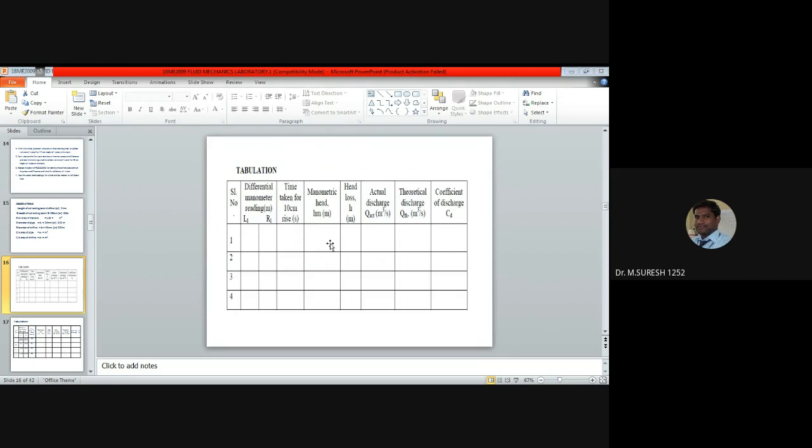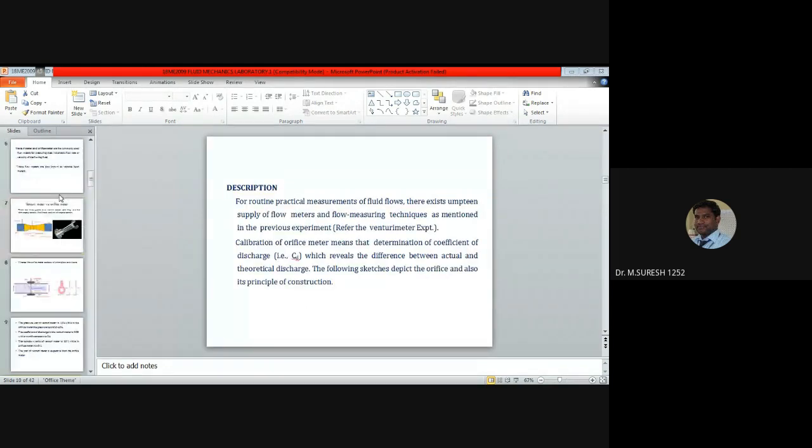And manometric head you are going to find out, head loss you are going to find out, actual discharge you are going to find out, theoretical discharge you are going to find out. Through actual and theoretical discharge, you are going to find out the coefficient of discharge. Already I told the main difference here. You can see this one.